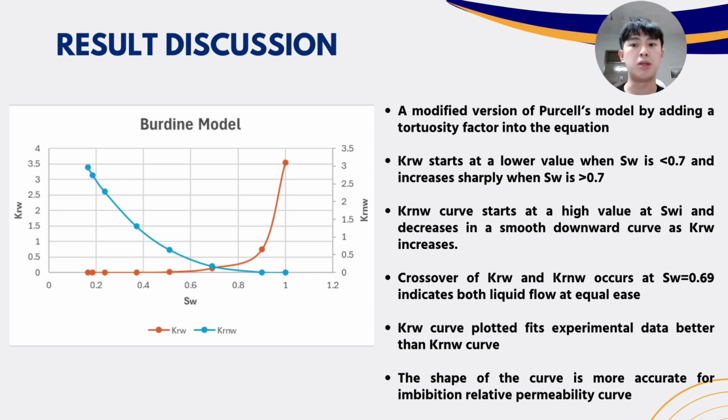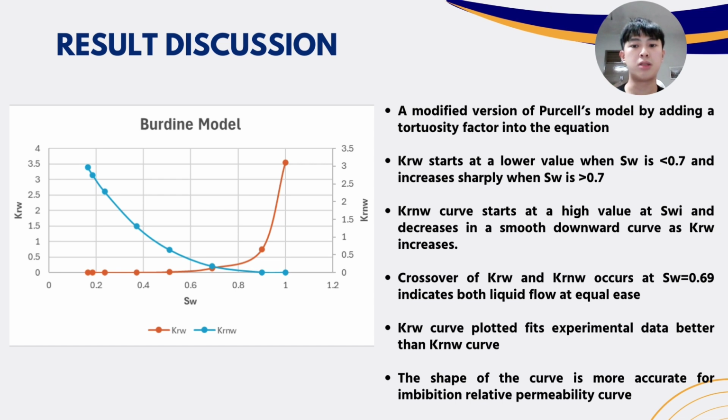Moving on, the second model we employed is the Burdine model, which is a modified version of Purcell's model by adding a tortuosity factor into the equation. From the graph, we can see that KRW starts at a lower value when water saturation is less than 0.7 and increases sharply when water saturation is more than 0.7.